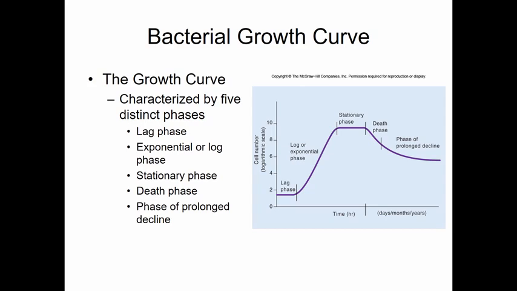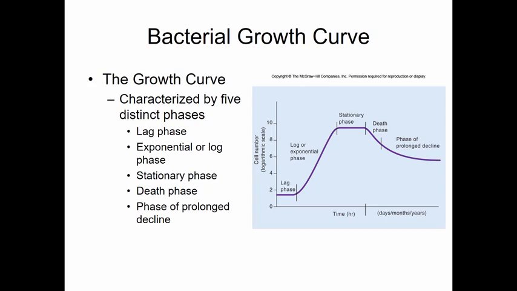And from there, they end up in the stationary phase. The stationary phase is also flat. It's flat here because the growth is equal to the death. The cells that are dying off are providing just enough nutrients to maintain the cells that are left and still dividing. But the growth is equal to the death in this case.